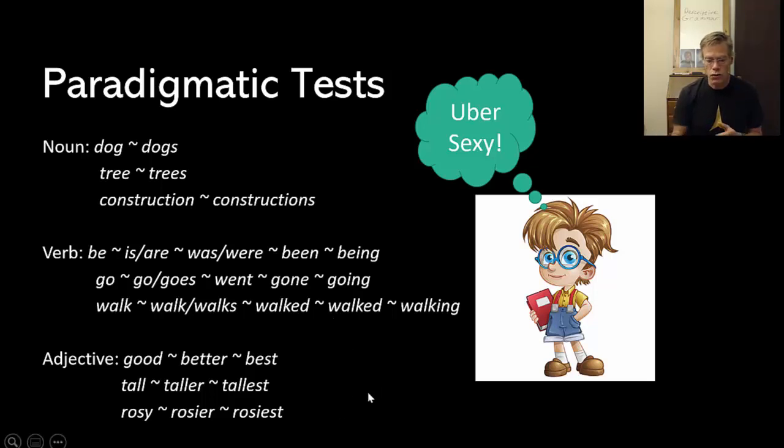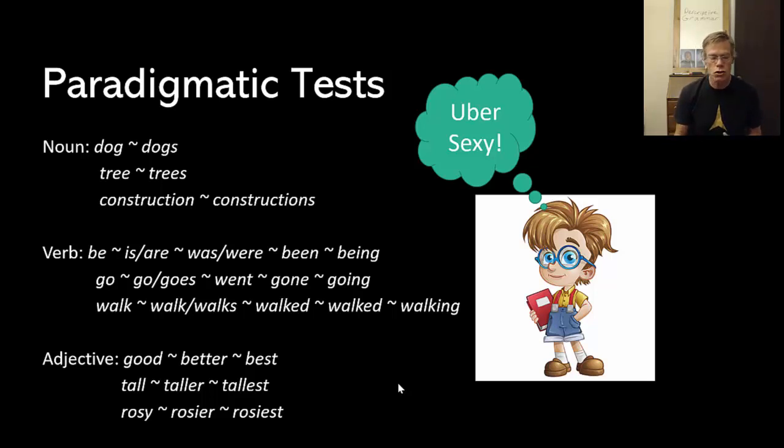Adjectives, you've got the comparative like good, better, tall, taller, rosy, rosier, and the superlative good, best, tall, tallest, rosy, rosiest. Doesn't work for every adjective, like beautiful. You don't get beautifuler and beautifulest. You get more beautiful, most beautiful. But again, if you can add that er, est to it, that's good evidence that it's an adjective.